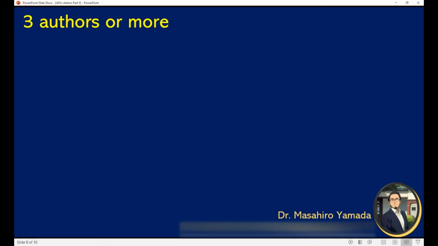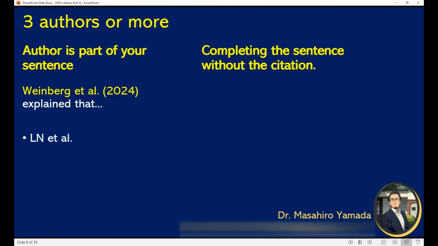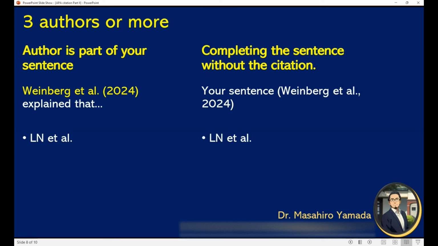The rule changes slightly when the source has three or more authors. If you want to use the author's name as a part of your sentence, you just write out the last name of the first author and add et al. So, last name of the first author, et al. That's the rule. When you do not use the author's name as a part of your sentence, the rules are pretty simple: the last name of only the first author, add et al., and separate by a comma.